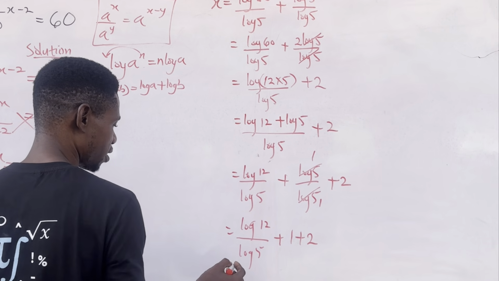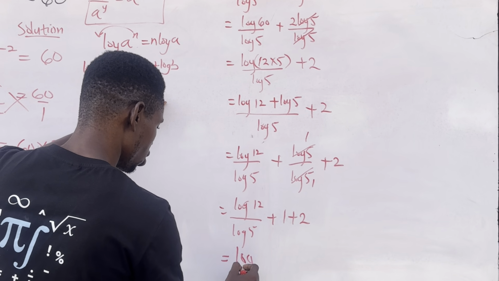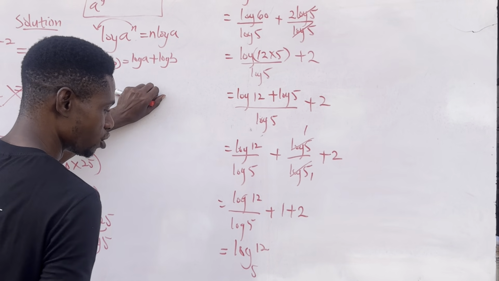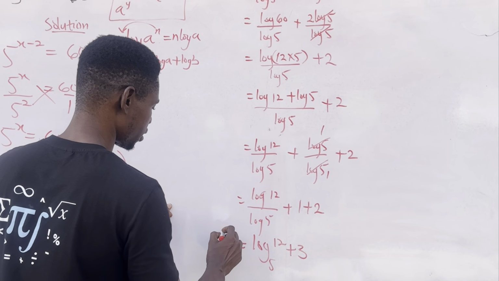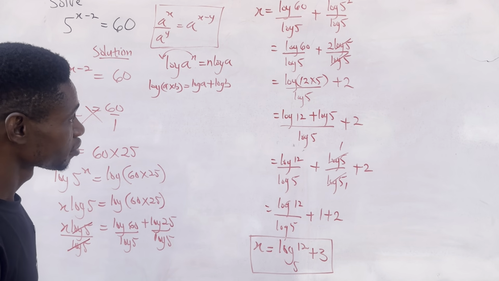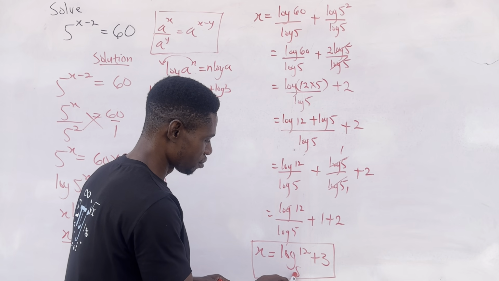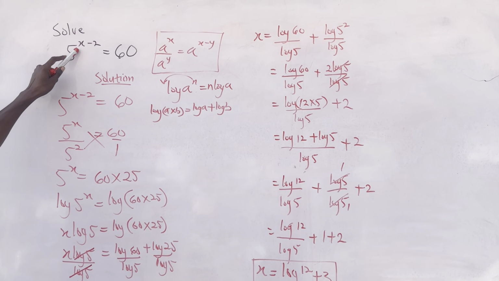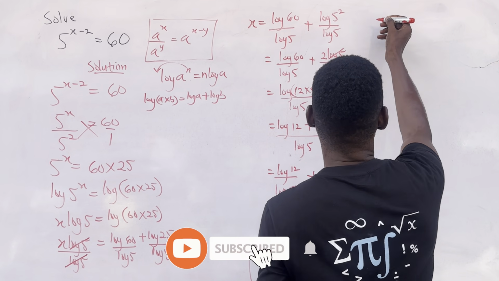And then our answer is, we can do a change of base thing here. So this becomes log 12, the one up is 12, the one down is 5. So log 12 base 5 plus 3. That's our x. Okay, so I believe this is the answer, but we need to prove it. So let's see if we replace x with log 12 base 5 plus 3 in the original equation, let's see if that will give us 60. So let's do a quick check.